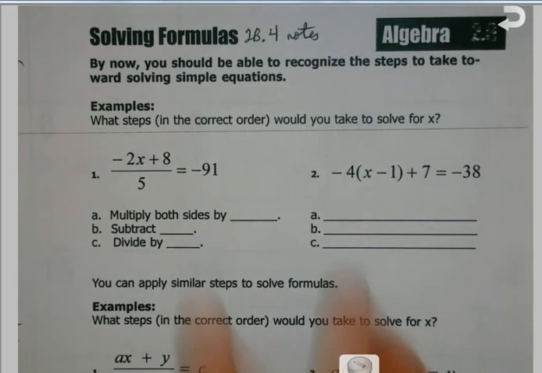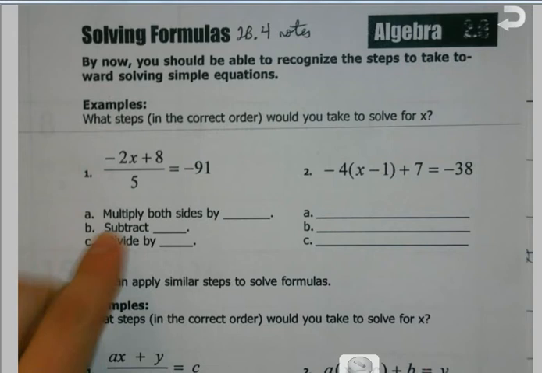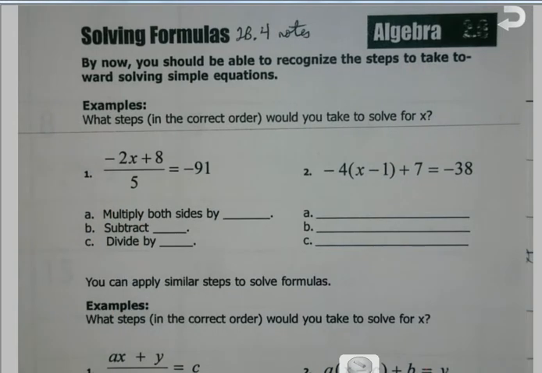Now, we're not going to solve these, but we're going to talk about what I would normally do to solve them. So first, alarm clock, Jimmy. That's a late alarm clock to start.